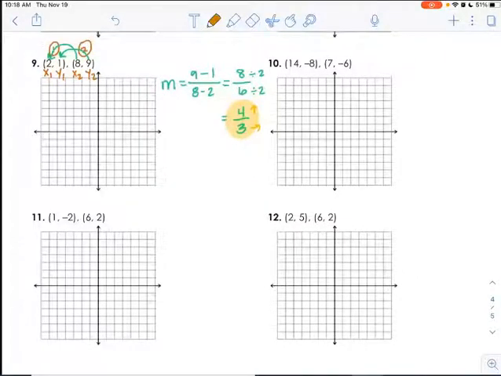My first point is 2, 1. 2, 3, 4, 5, 6, 7, 8. I need to be able to go over 8, and up 9. So if you're hand drawing your graph, you'll just need to write out those points.